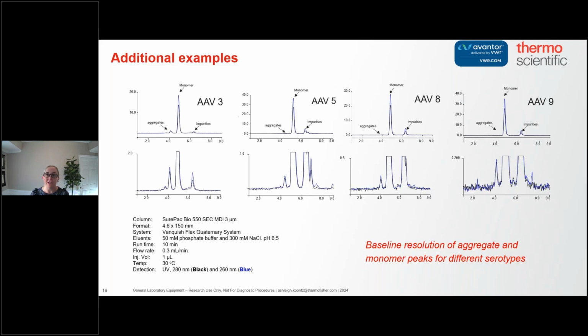And then here we demonstrate some additional examples of various AAV serotypes. So looking at AAV 3, 5, 8, and 9, where we were able to achieve baseline resolution of all the aggregates and monomer peaks for these different serotypes.